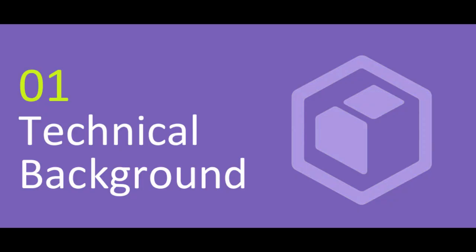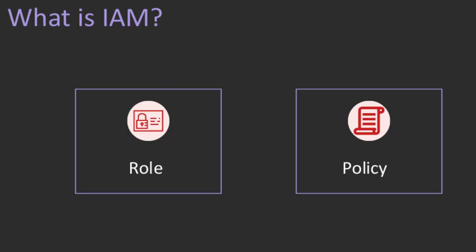Let's build our foundation. First step, technical background. In AWS, everything starts with IAM, Identity and Access Management. You have a role, which is an identity for a service, and you have a policy, which is a document that says what the role can and cannot do. This is the core of AWS security.